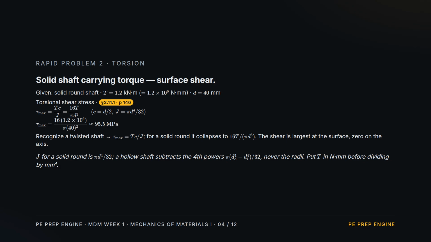Problem 2. Torsion. Recognize a shaft carrying torque. The surface shear is Tc over J, which for a solid round collapses to 16T over pi d cubed. The maximum sits at the outer fiber and falls to 0 on the axis. Keep the torque and diameter in one unit system before you divide.